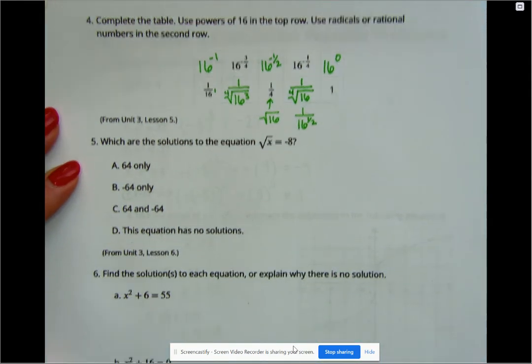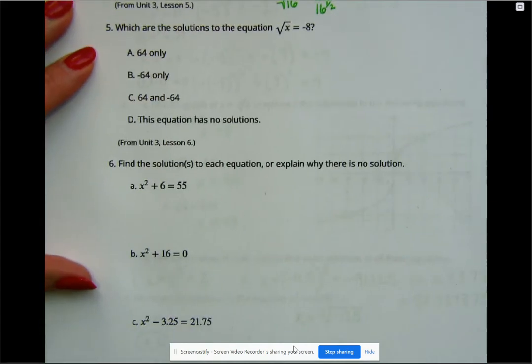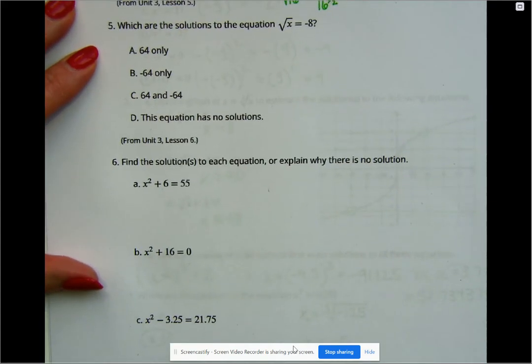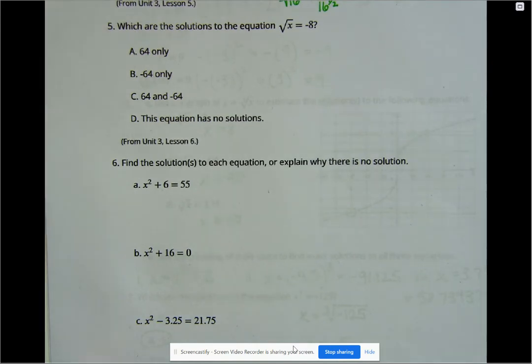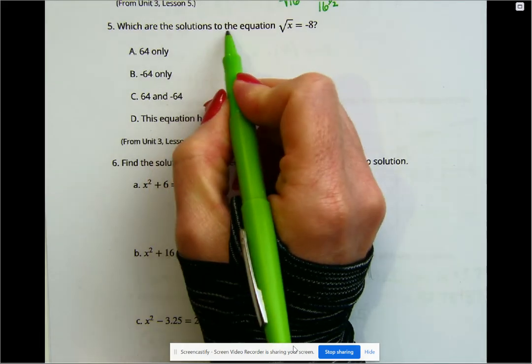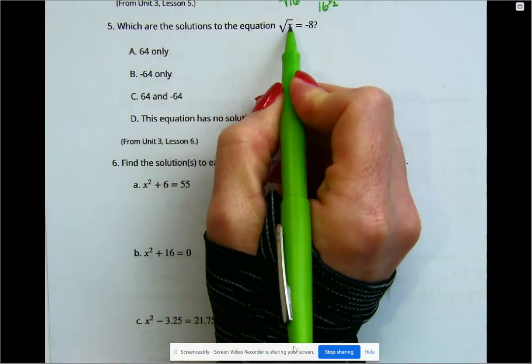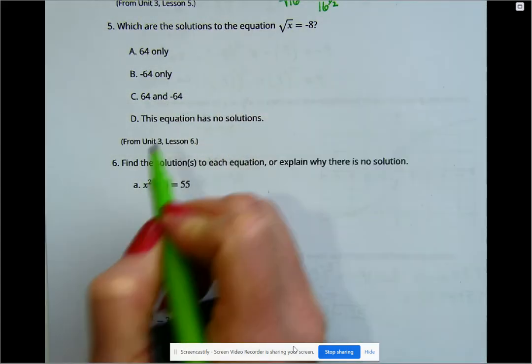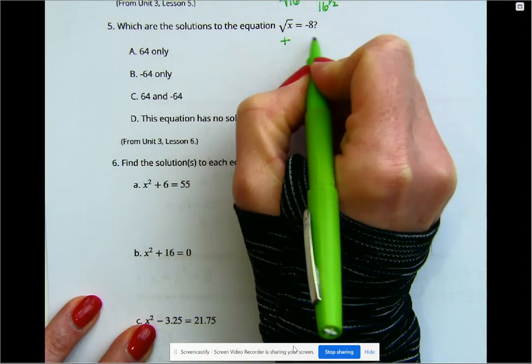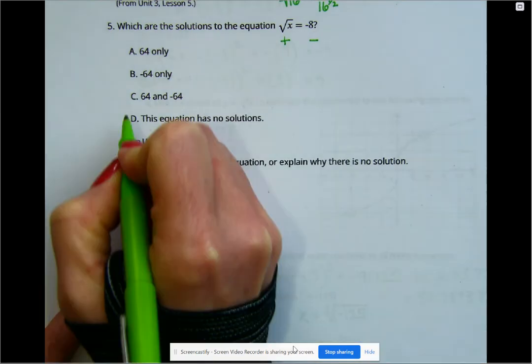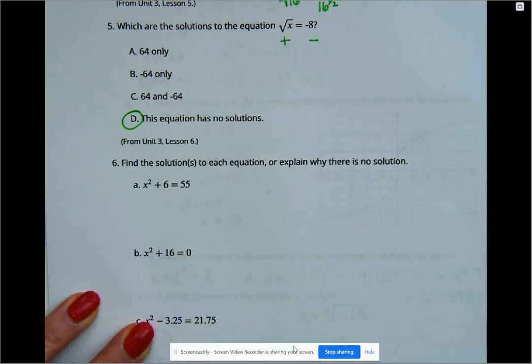Okay, the next two problems are a little bit of a review of lesson 6 and 7. So first, which are the equations or solutions to the equation the square root of x equals negative 8? And because the square root of x is a positive value and this is a negative value, this equation has no solution.